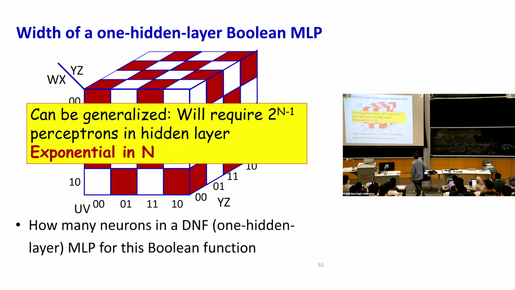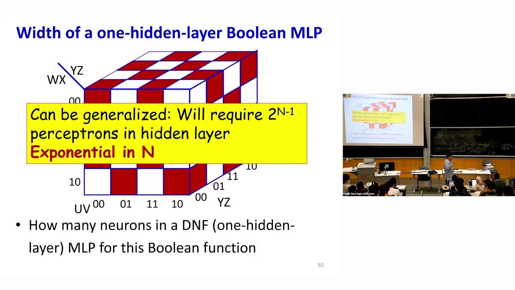You're going to require 2 raised to n minus 1 neurons in the one hidden layer if you're just restricting yourself to one hidden layer. The number of neurons, perceptrons, is going to be exponential in n. I'm doing this naively, I'm lying a little bit, but I'll let you figure this out. The basic concept still holds. So this means that in the worst case, if I'm trying to implement my function using just one hidden layer, I'm going to require an exponential number of neurons in the first layer.